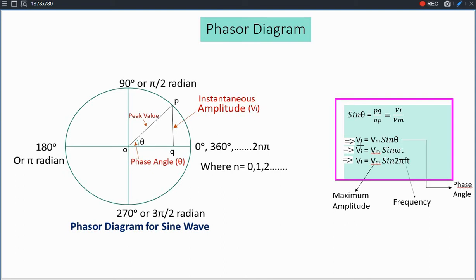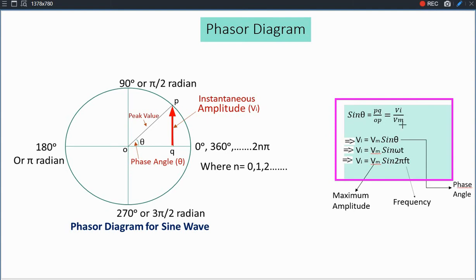And you know that Vi is the instantaneous magnitude. Instantaneous magnitude means at any instant, for any angle theta, what the magnitude is, and that magnitude is taken on the y-axis. So this PQ line shows the instantaneous amplitude for the angle theta. So Vi is equal to Vm sine theta. We can get this from this formula.